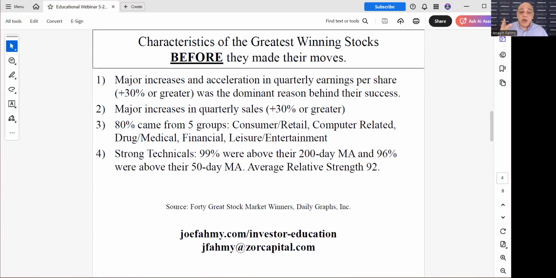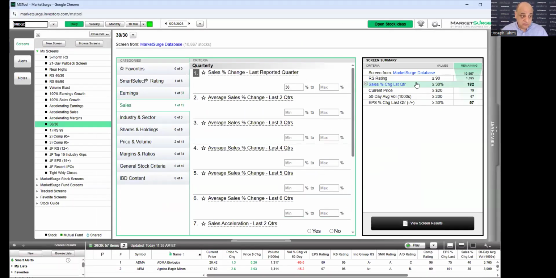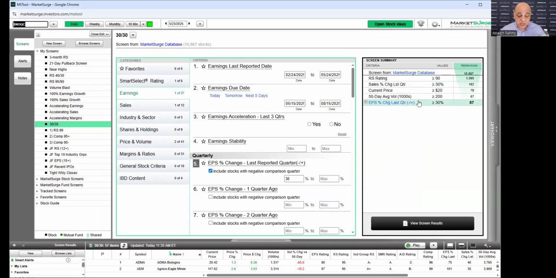Then when it's healthy, where does the 30-30 screen come from? Based historically on the studies, stocks that have been characteristic of the greatest winning stocks have 30% year over year earnings growth and 30% year over year sales growth. That's where it comes from. I'm building a screen. Let me go back to Market Surge. I'm building a screen based off of probabilities and historical studies. That's where the 30 comes from.